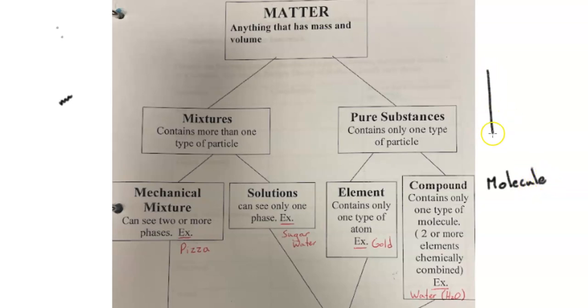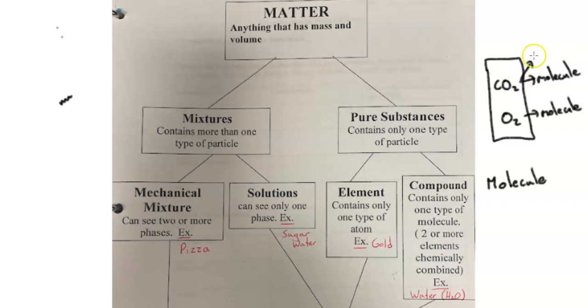Let's say I have this bottle filled with gas, and inside I have CO2 gas and oxygen gas. Now, the oxygen is two atoms bonded together, but it's the same element. So this is actually a molecule. This is also a molecule. A molecule is just when you have more than one atom bonded to each other. However, for it to be a compound, those elements need to be different. So CO2 is also a compound.